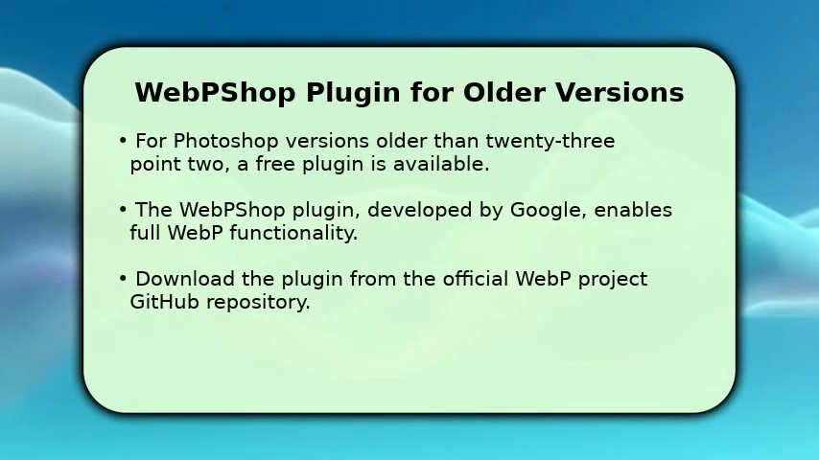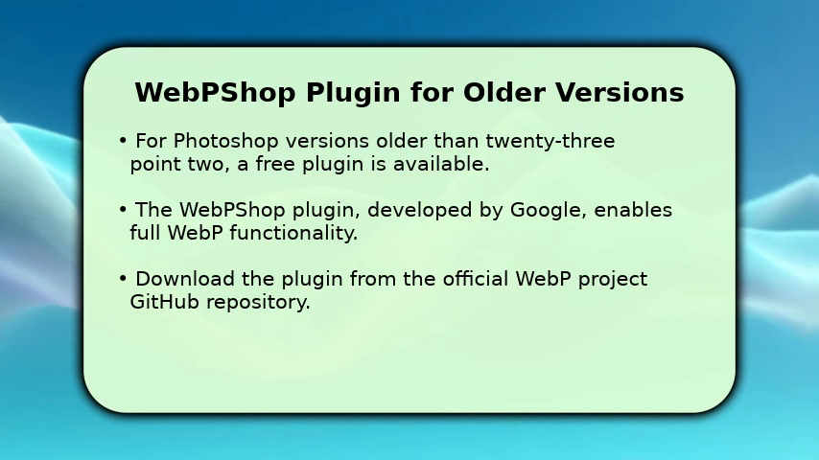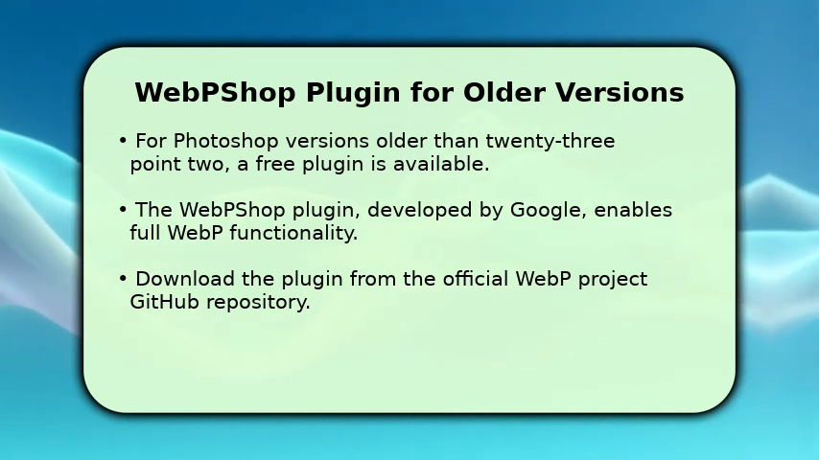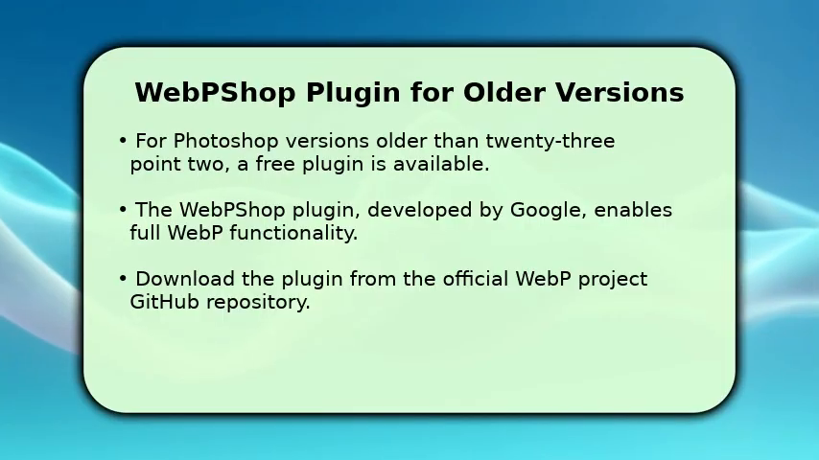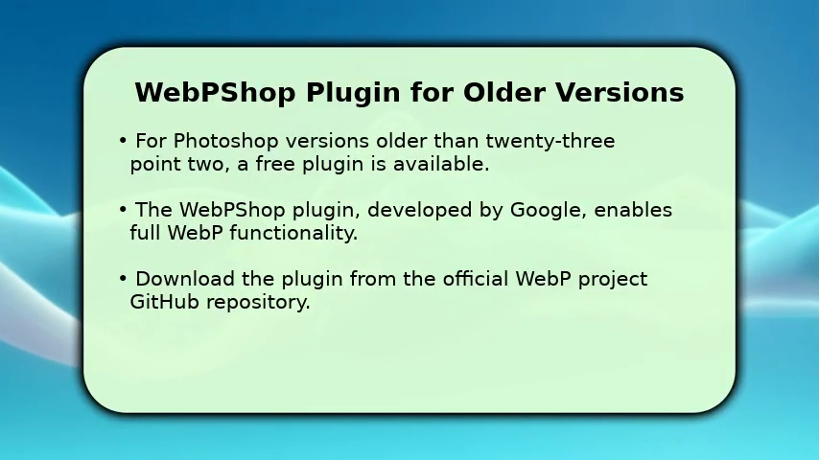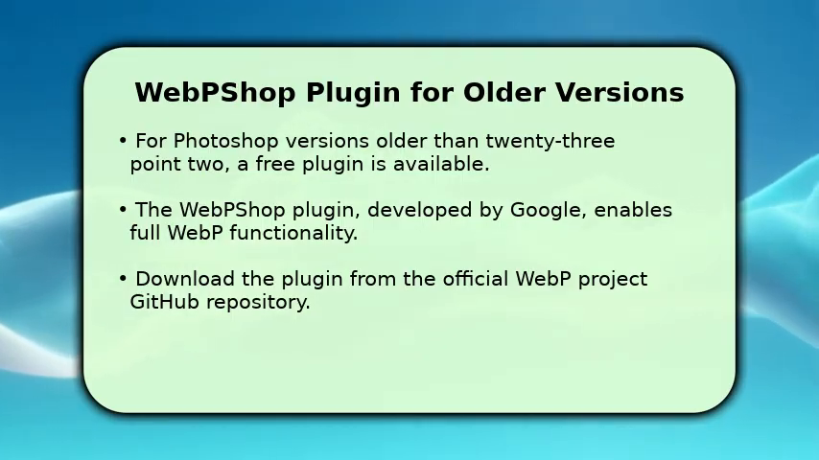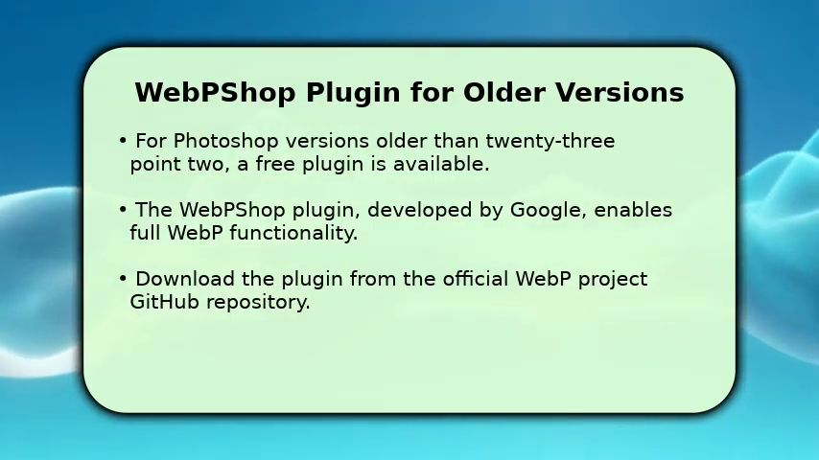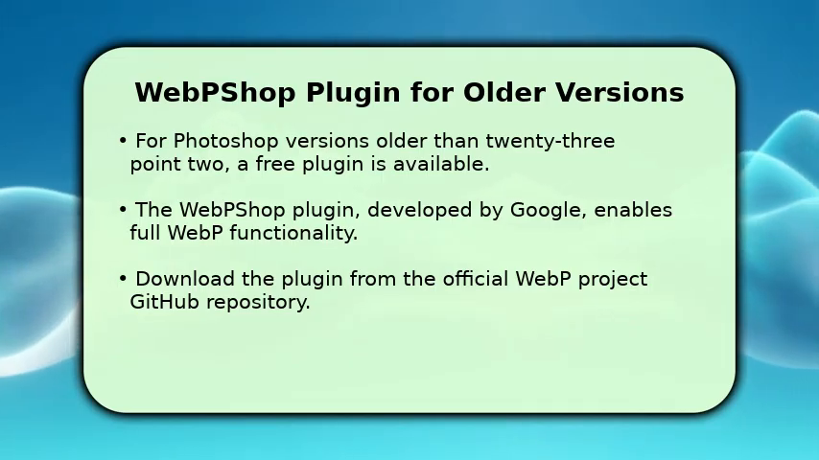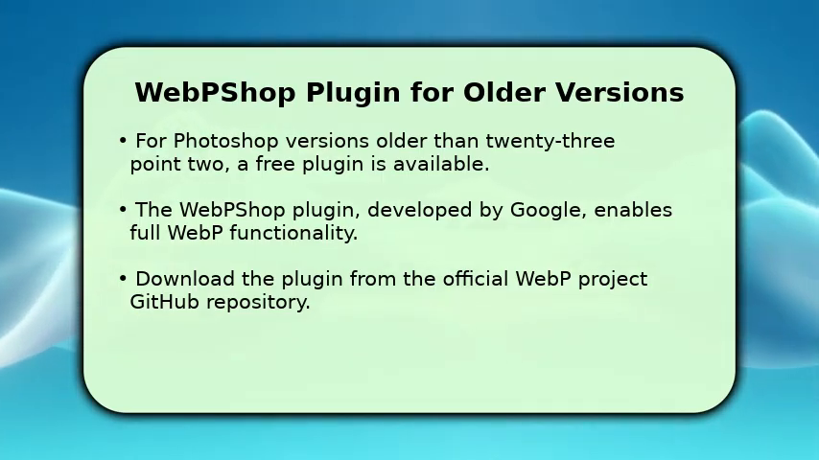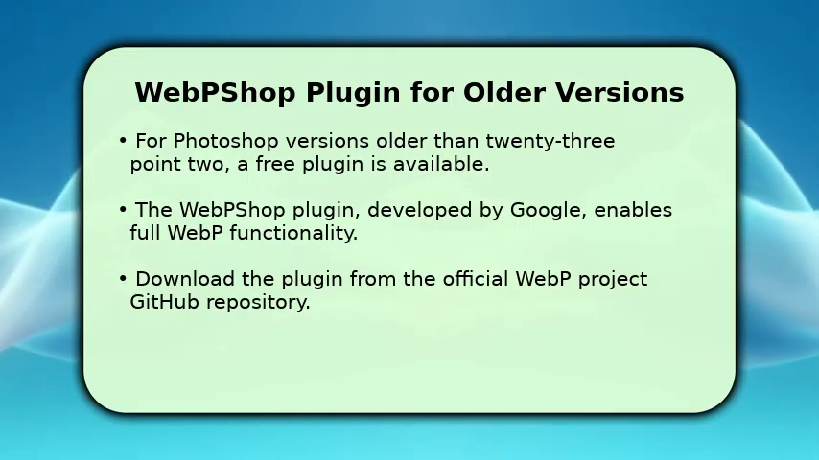If you're using an older version of Photoshop, don't worry, you can still work with WebP files. You'll need to install the WebP Shop plugin, which is a free, open-source solution provided by Google. Simply download the plugin from its official GitHub page. After downloading, move the plugin file into your Photoshop's plugins directory, then restart Photoshop to activate the new capabilities.